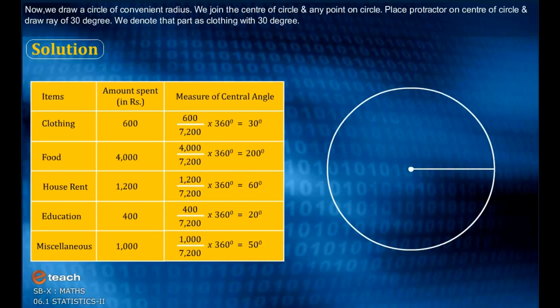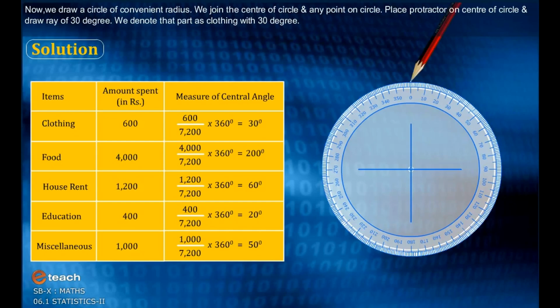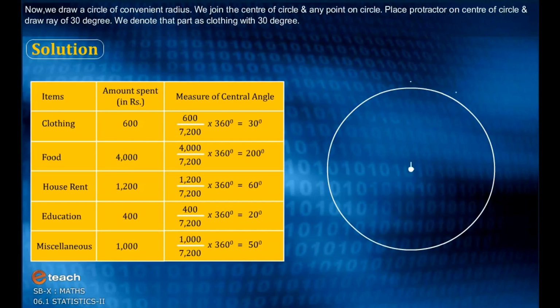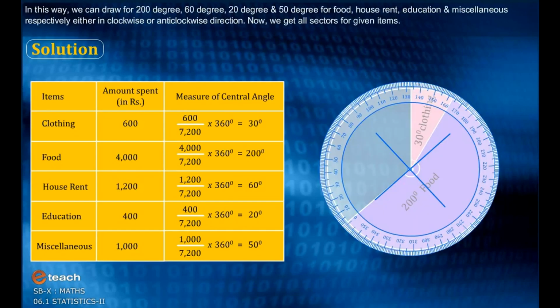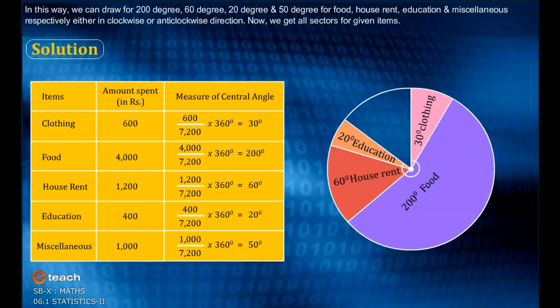Now we draw a circle of convenient radius. We join the center of the circle and any point on the circle. Place the protractor on the center of the circle and draw a ray of 30 degrees. We denote that part as clothing with 30 degrees. In this way, we can draw 200 degrees, 60 degrees, 20 degrees and 50 degrees for food, house rent, education and miscellaneous respectively, either in clockwise or anti-clockwise direction. Now we get all sectors for the given items.